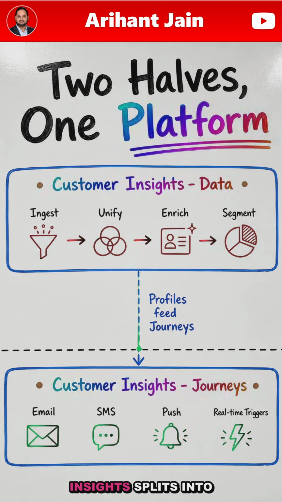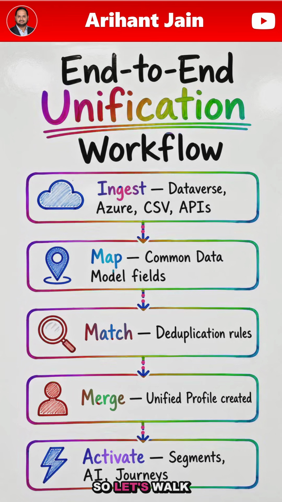Customer Insights splits into two connected halves. Data handles the unification work. Journeys consumes those profiles to fire real-time engagement across email, SMS, and push. The split matters because each half has separate configuration requirements. So let's walk through how that unification work actually happens inside the data half.